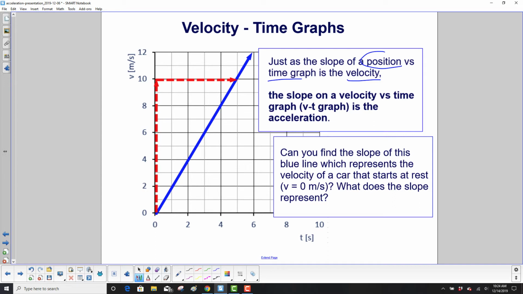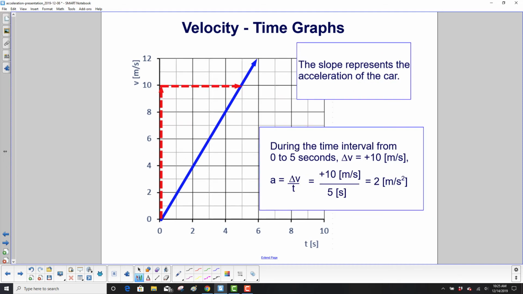Can you find the slope of the blue line over here, which represents the velocity of a car that starts at rest where v is equal to 0 meters per second? What does that slope represent? We put in a couple dashed red lines to help you out. The slope represents the acceleration of the car.